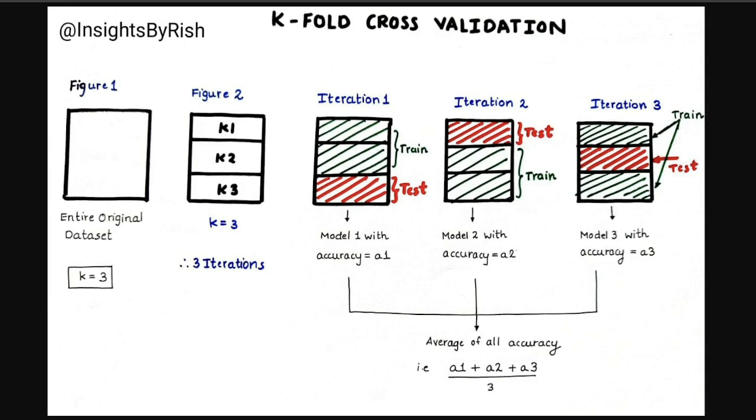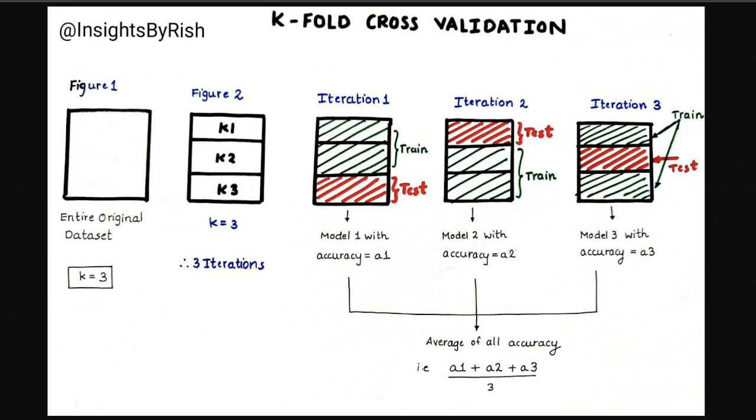That will be your final accuracy of the model using K-fold. This is because we divided our data set into 3 parts and performed 3 iterations, since we have given the value of K equal to 3. You can give any value here. If you give K equal to 5, then it will divide your data set into 5 folds, perform 5 iterations with the same technique, and then take an average of all those 5 models. That will be your final accuracy. So this is how K-fold cross-validation works.